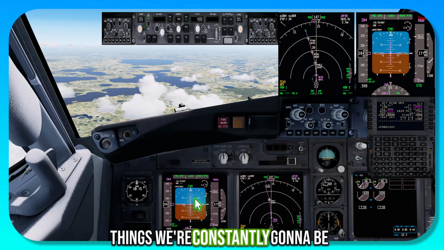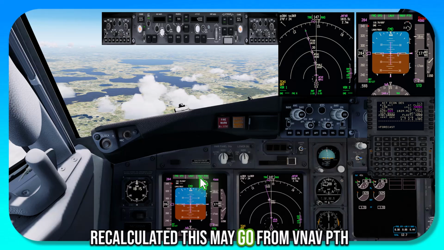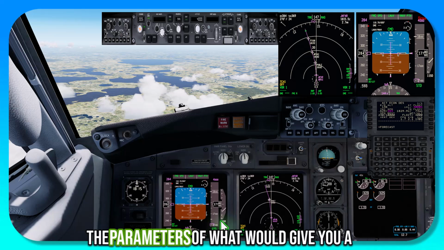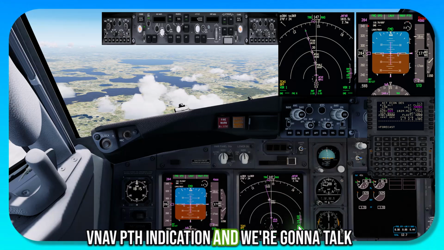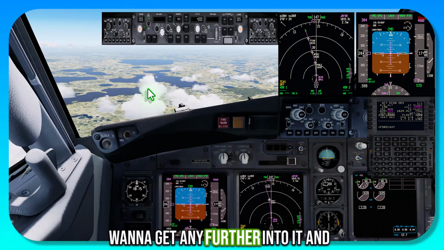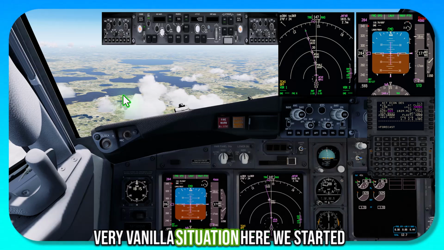Because one of the things we're constantly going to be looking at here on the FMA, if the path is recalculated, this may go from VNAV path to VNAV speed, which means that it is not on the parameters of what would give you a VNAV path indication. And we're going to talk about those details. So with that, I don't want to get any further into it and complicate it. We're just starting with a very vanilla situation here.